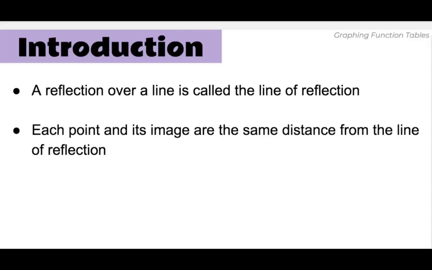Okay, the second point, or information: each point and its image are the same distance from the line of reflection. And you'll be able to see this in action in a few minutes. But remember, whenever we're dealing with a reflection, between your image and pre-image, the points are going to be equal distance from the line of reflection. Now, with these lines of reflection, there are different options for where the reflection is. Or you could think of it like where the mirror would be.